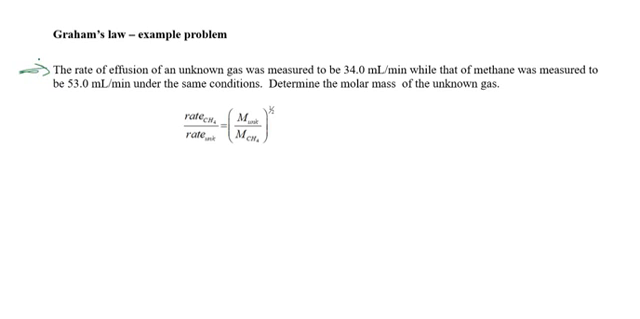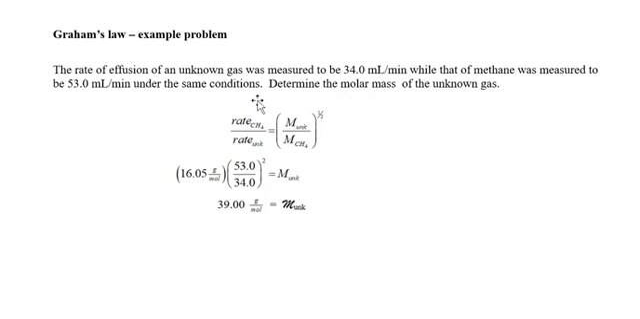I wrote methane to unknown, unknown to methane. I wrote the ratios that way because I know I'm going to solve for the molar mass of the unknown gas, so I put it on top. If you wrote it in the reverse order, no big deal. It's different math, that's all. So I did my algebra and solved. My molar mass of methane is 16.05. That's this guy right there already.